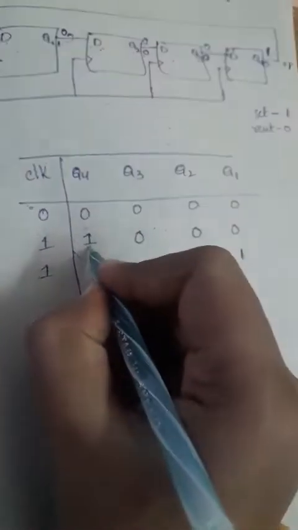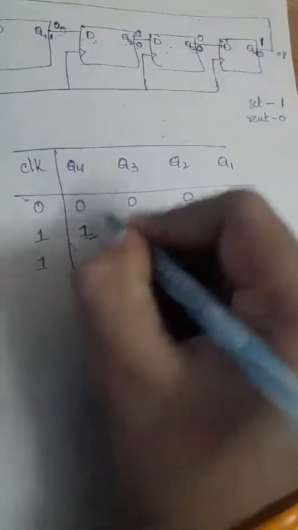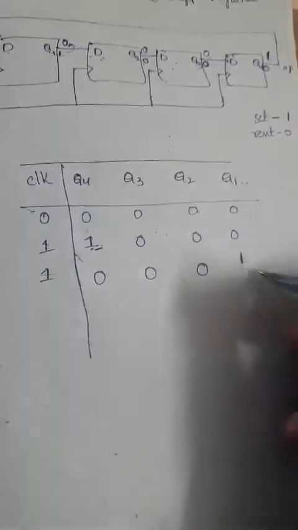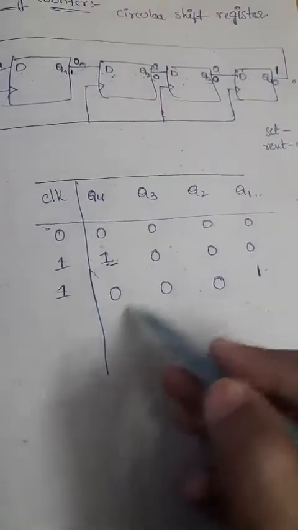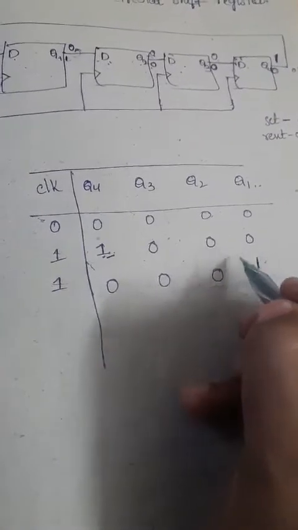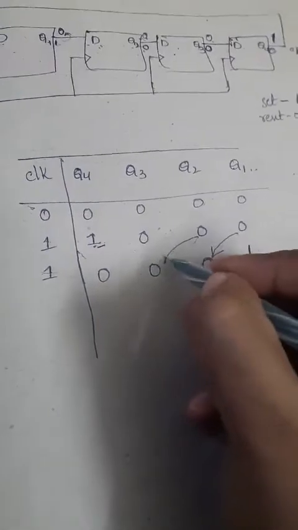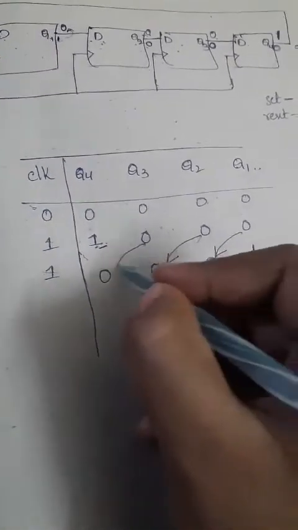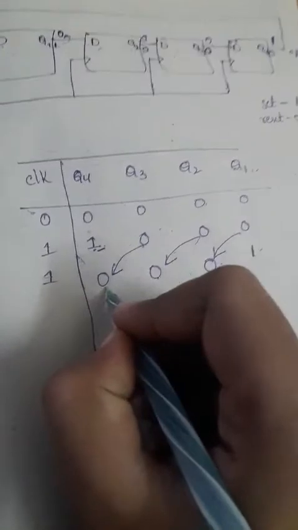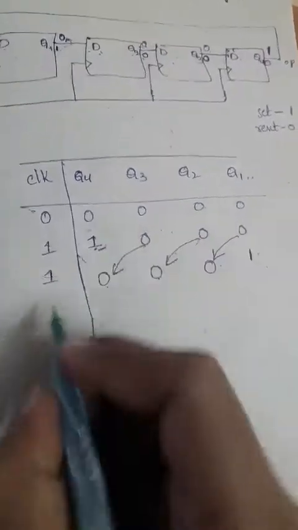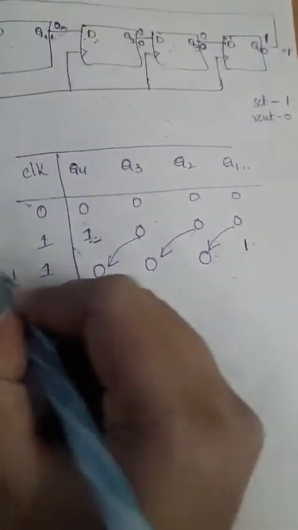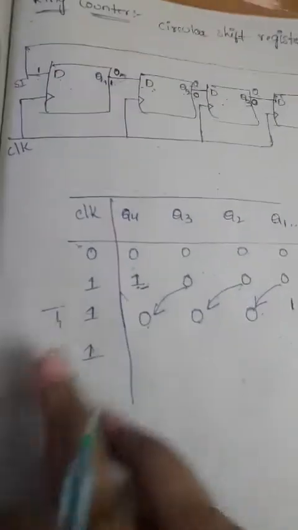Because this one will be given as input to the Q1 stage, that's why Q1 will directly save the data as it is, 1. For the remaining flip-flops, the previous data of Q1 will be present at Q2, the previous data of Q2 will be present in Q3, and the previous data of Q3 will be present in Q4. Previous data means this one. So in the next clock pulse, we are applying it at time t2.